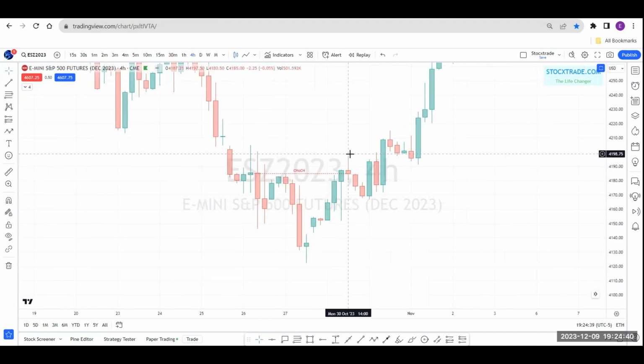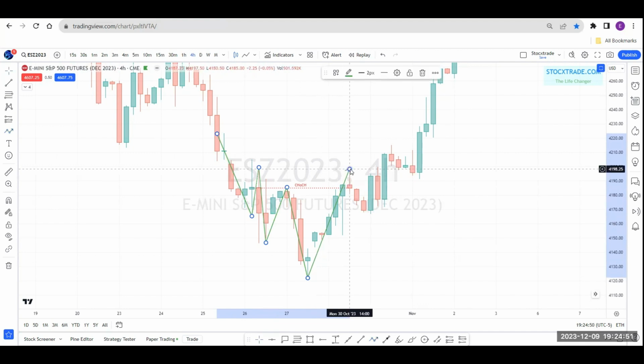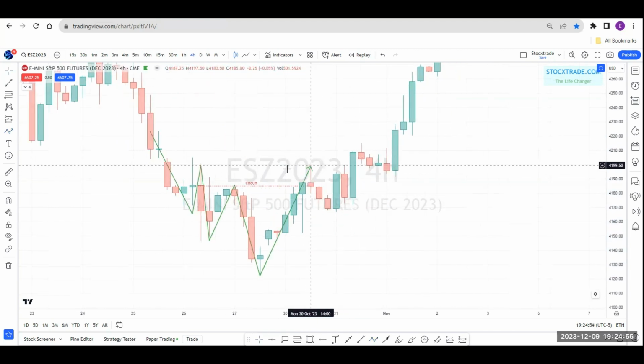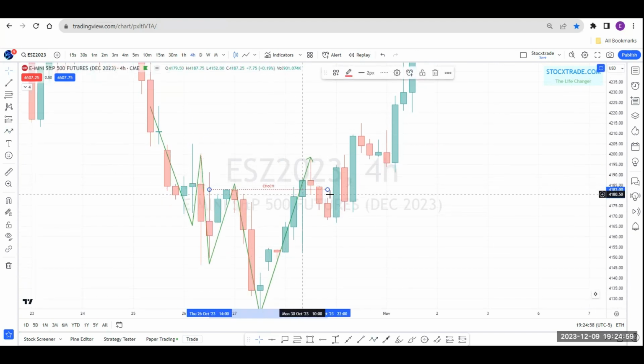Yes, you can say that this is change of character. This is your lower low, lower high, lower low, lower low. Then you are breaking this structure. Your first break of the structure is the change of character.